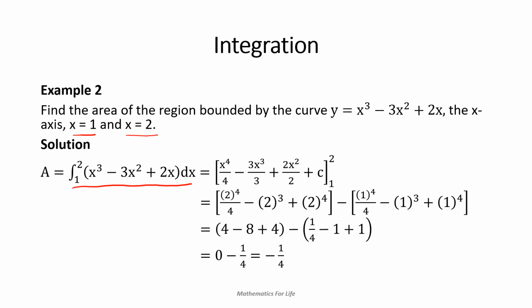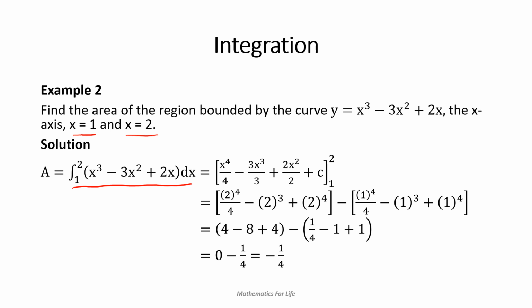So again, we will evaluate this integral for the upper limit, which will give us 2 to the power 4 over 4 minus 2 cubed plus 2 to the power 4. And then we shall subtract the integral evaluated for the lower limit, which is 1 to the power 4 over 4 minus 1 cubed plus 1 to the power 4.